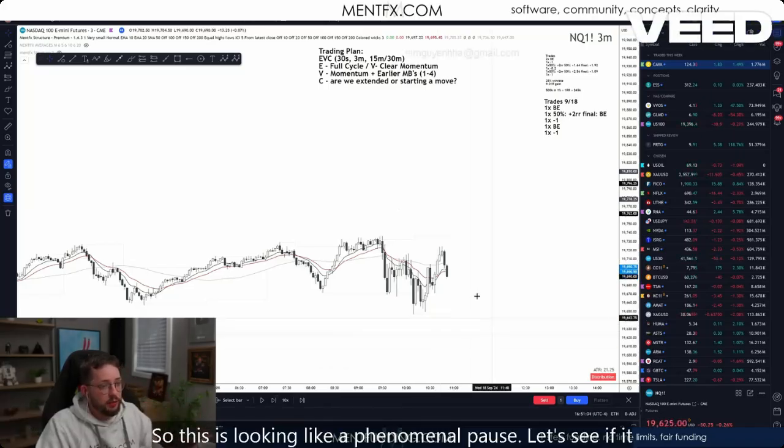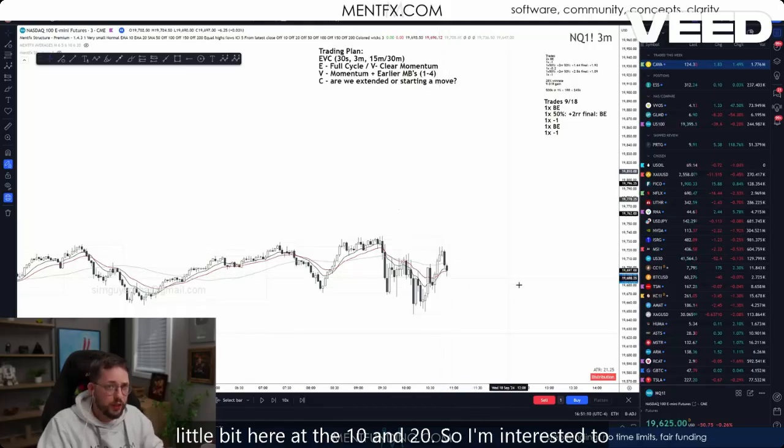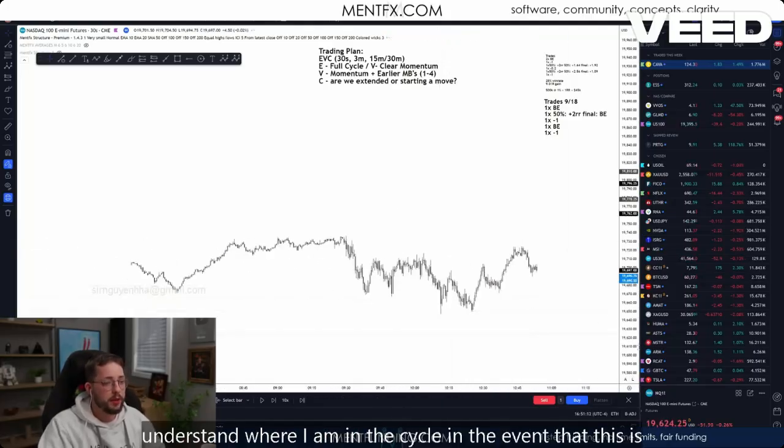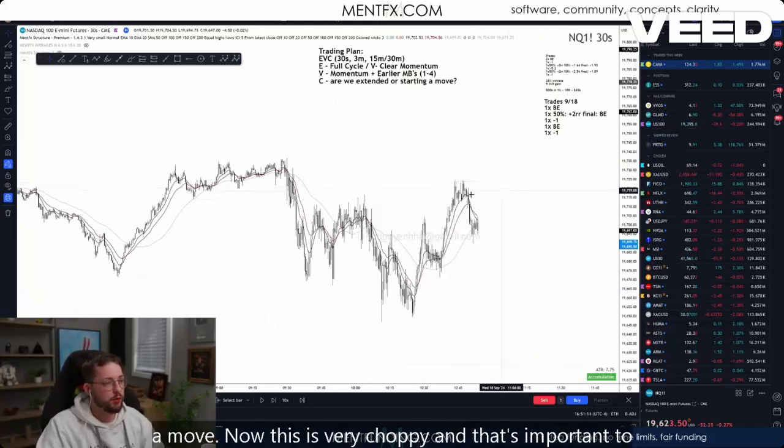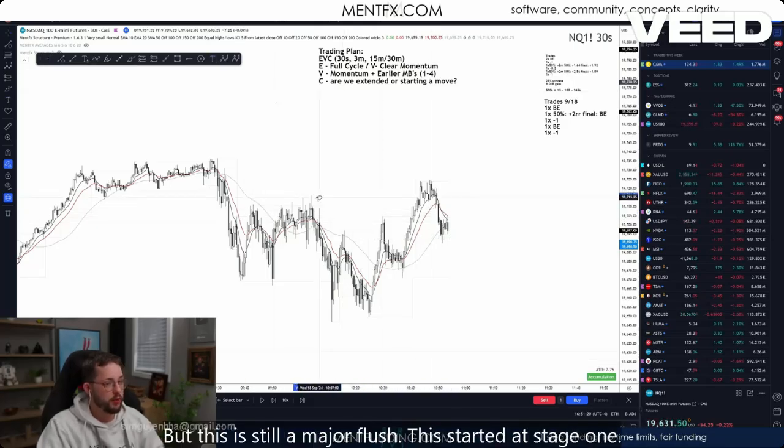So this is looking like a phenomenal pause. Let's see if it gets bought up. It does. You can see it gets bought up a little bit here at the 10 and 20. So I'm interested to understand where I am in the cycle in the event that this is a move. Now this is very choppy, and that's important to remember because again, choppy action is harder to trade. But this is still a major flush.